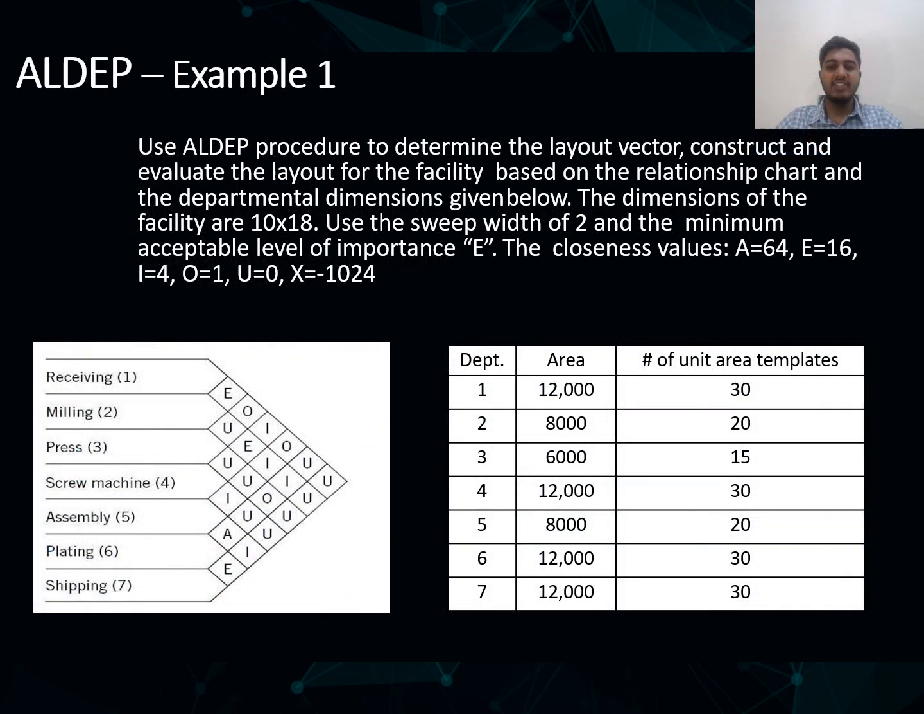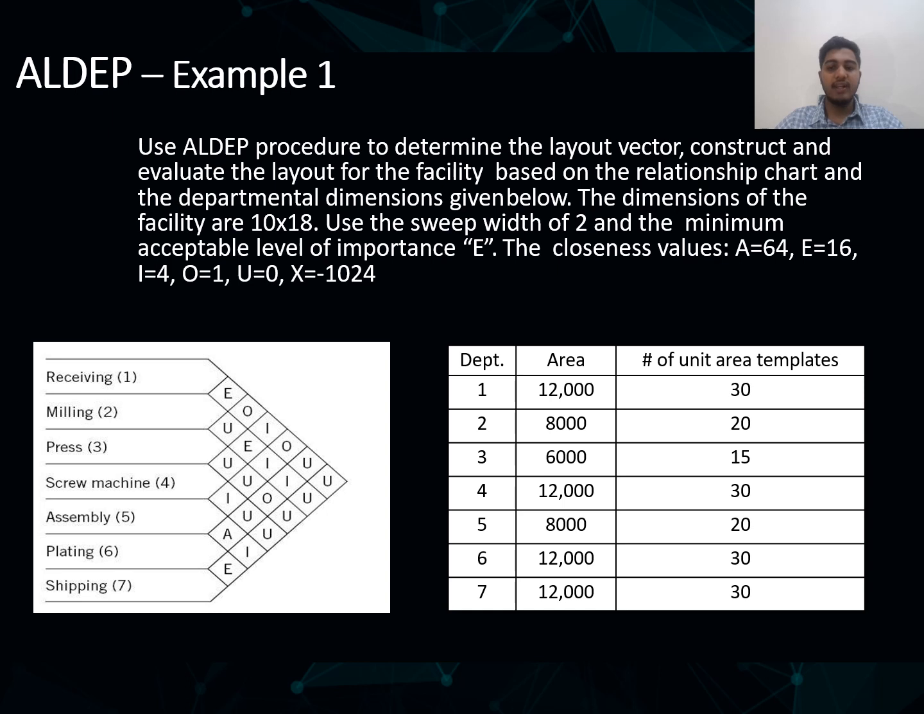So now let's begin to solve the ALDEP problem. Use the ALDEP procedure to determine the layout vector. Construct and evaluate the layout for the facility based on the relationship chart and the departmental dimensions given below. The dimensions of the facility are 10 into 18. Use a sweep width of 2 and minimum acceptable level of importance E.